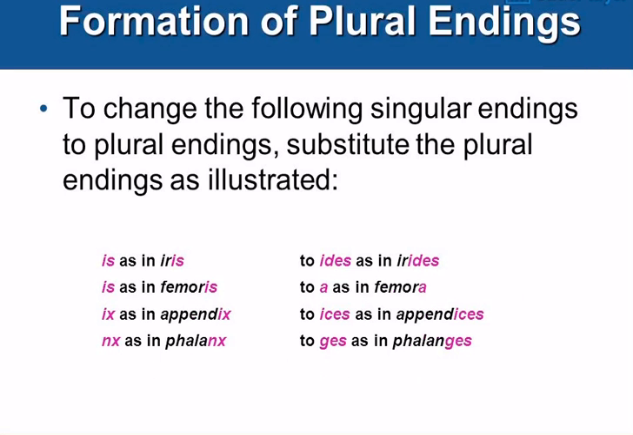Formation of plural endings. To change the following singular endings to plural endings, substitute the plural endings as illustrated. IS as in iris to IDES as in irides. IS as in ephemeris to A as in ephemera. IX as in appendix to ICES as in appendices. NX as in phalanx to GES as in phalanges.